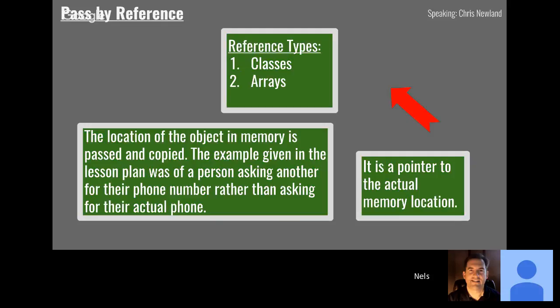Pass by reference deals with objects. Objects are not passed by value, they are passed by reference, such as classes, arrays. The location of the object in memory is passed and copied. The example given in the lesson plan was of a person asking another for their phone number rather than asking for their actual phone. It points to the actual memory location.